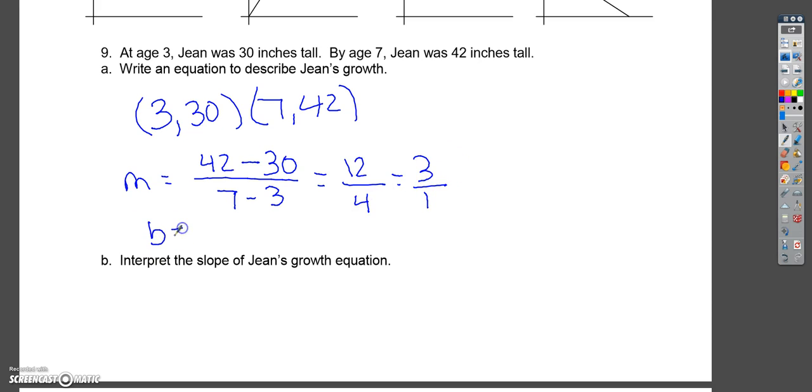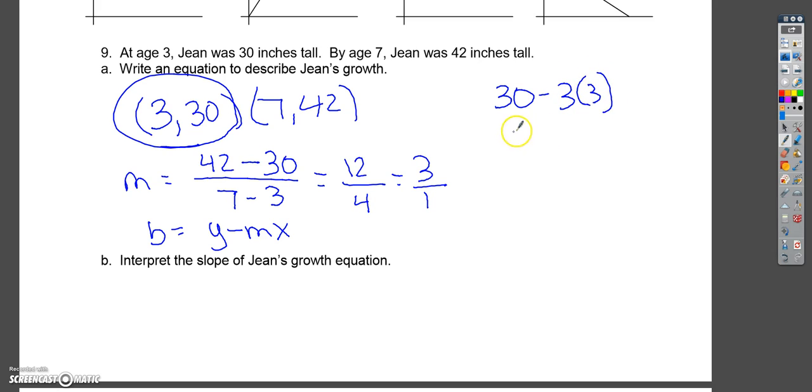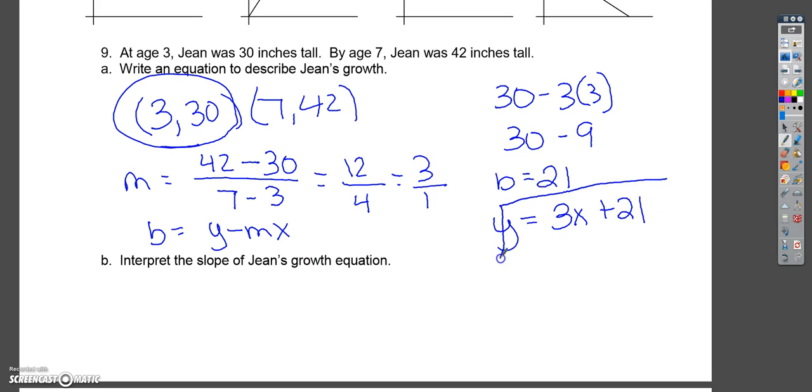So b, remember, is y minus m times x. So let's use this one. Y is 30 minus m, which is 3, times x, which is 3. So 30 minus 9, which is 21. So y equals mx plus b. So this would be the equation.